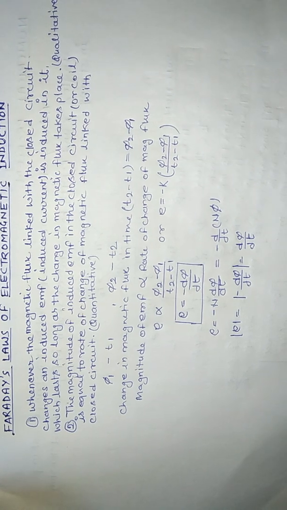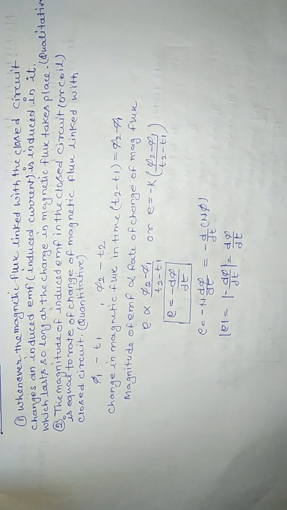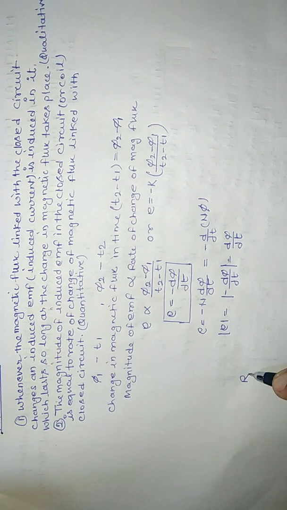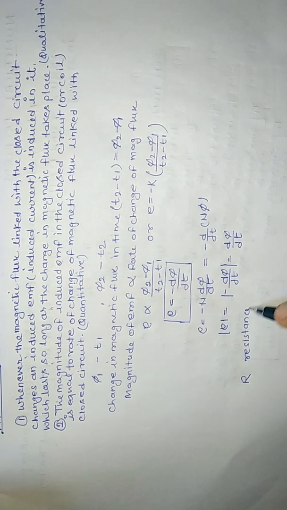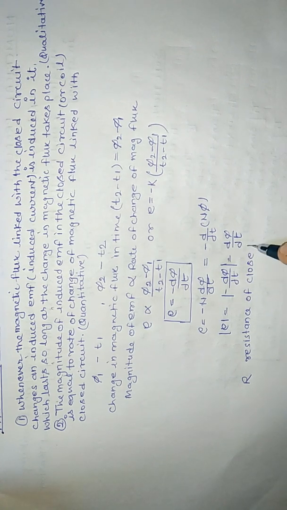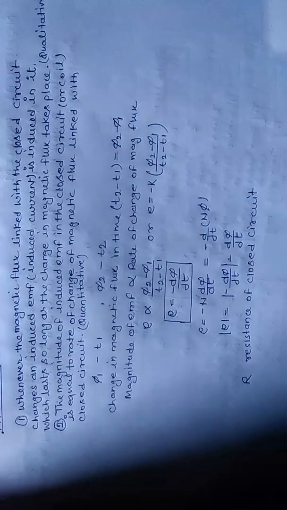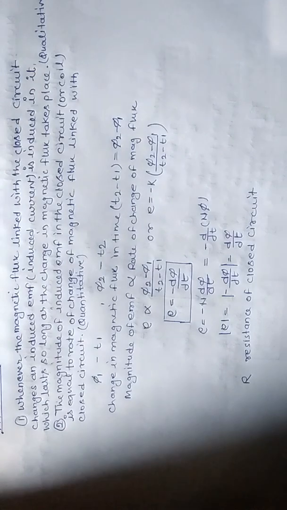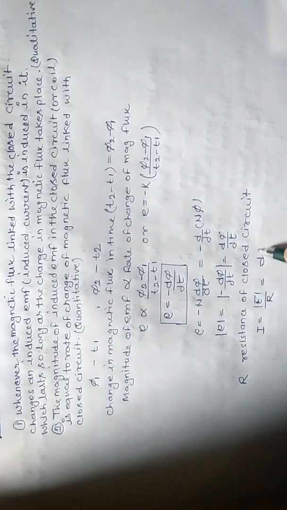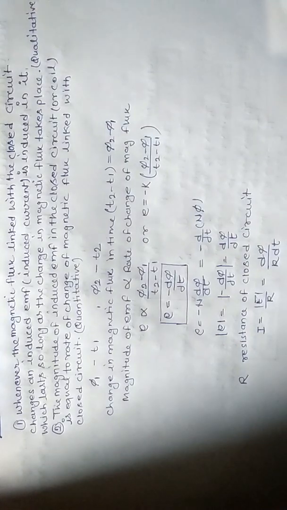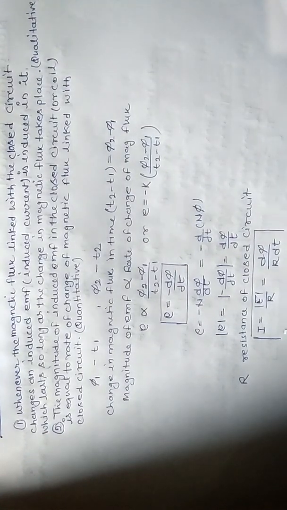If capital R is the resistance of the closed circuit, then the induced current I is equal to E upon R, which is equal to d phi upon R dt. So this is the value of induced current in the coil.